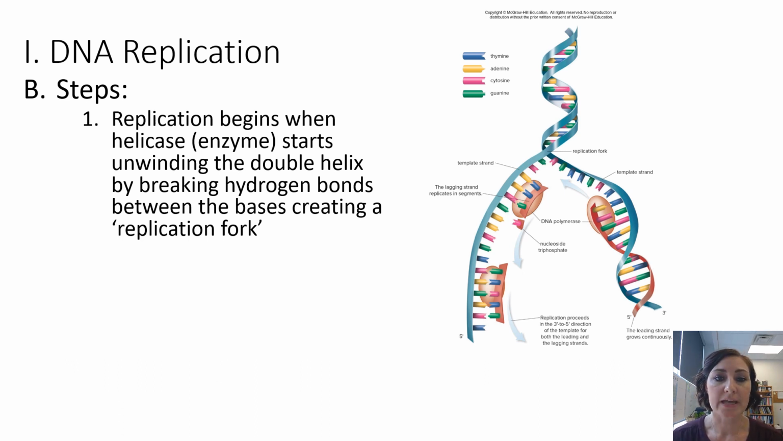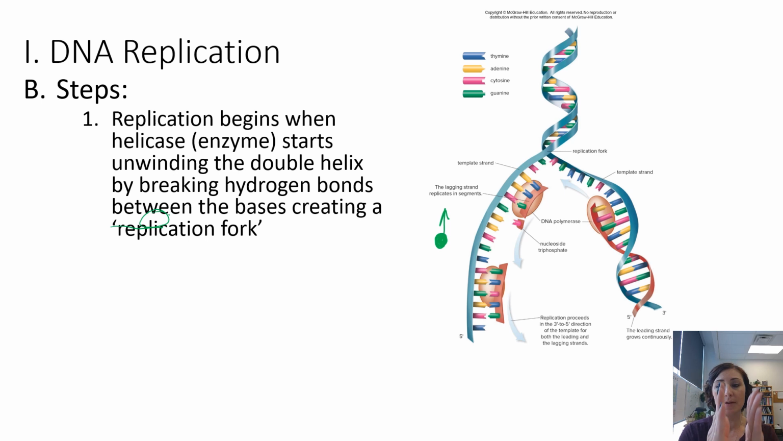All right, so replication is going to begin when you have a helicase, and remember that ASE tells us it's an enzyme, and the function of helicase is to unwind that double helix. And it's going to do this by breaking hydrogen bonds. It's also going to start to separate your two strands of DNA. So imagine on this diagram that your helicase is right here, and it's going to move up the strand, and it creates what we call a replication fork.